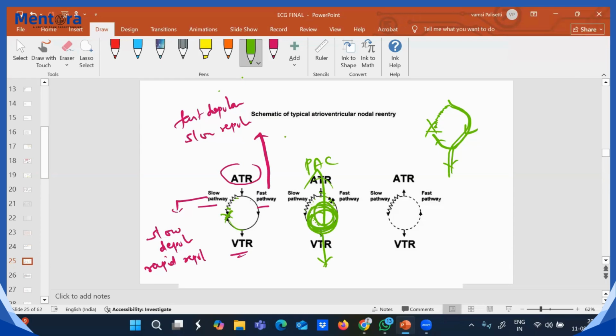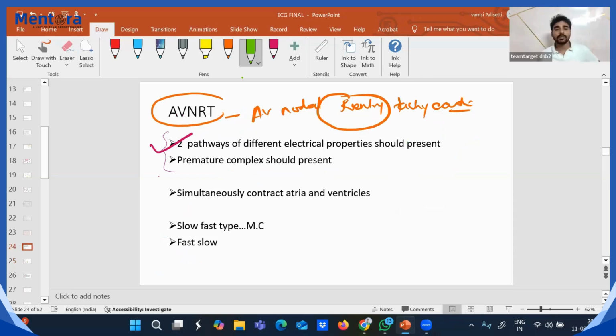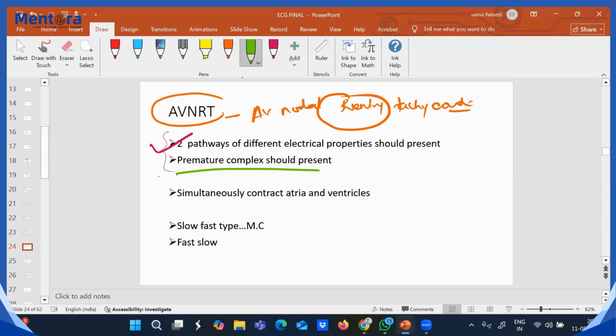So that's why we mentioned here that two pathways with two different electrical properties should be present. One is the fast pathway, the other is the slow pathway, and definitely a premature atrial complex should be there. If there is no premature complex, nothing will happen. So these two should be there for it to happen. Right? This fast pathway and slow pathway are normally present in the AV node, in normal individuals. Okay.